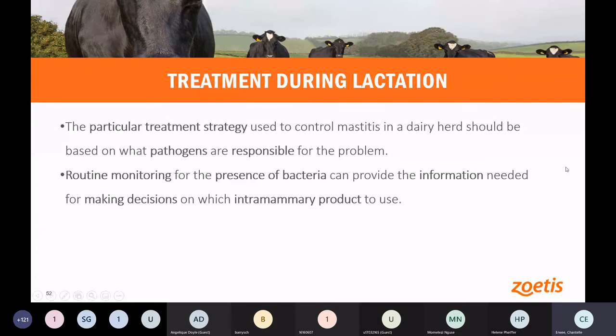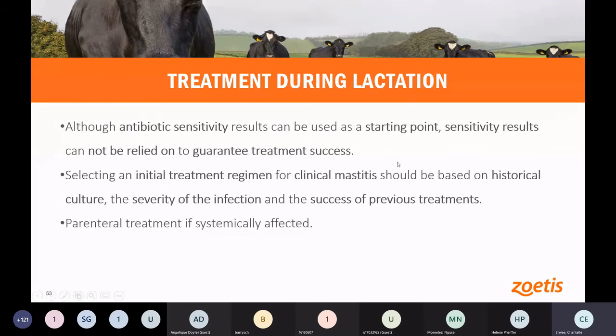Okay, so when you decide on what treatment strategy to use, sometimes there is time to do an antibiogram or a culture, and sometimes not, right? And if there is routine monitoring, it can help you as a vet to actually make those decisions. So even if you do get the antibiogram results back, it's usually a starting point, but you can't rely on it to guarantee treatment success.